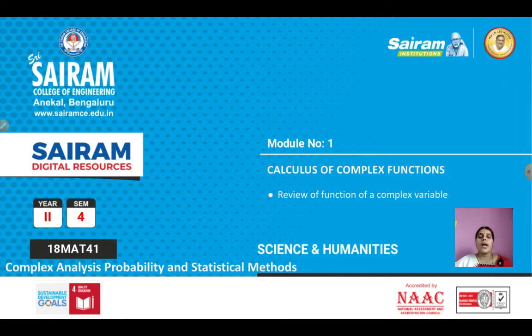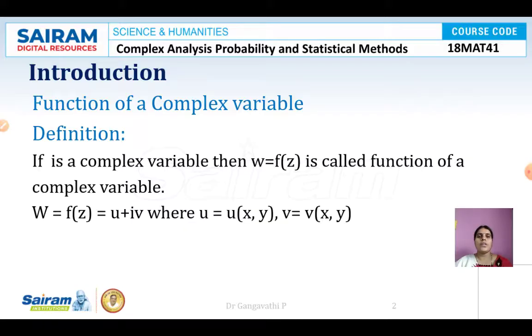So again, your subject code is 18 Math 41 and the title of the subject is Complex Analysis, Probability and Statistical Methods. So let us get into the syllabus now. The module 1 name itself says Calculus of Complex Functions.